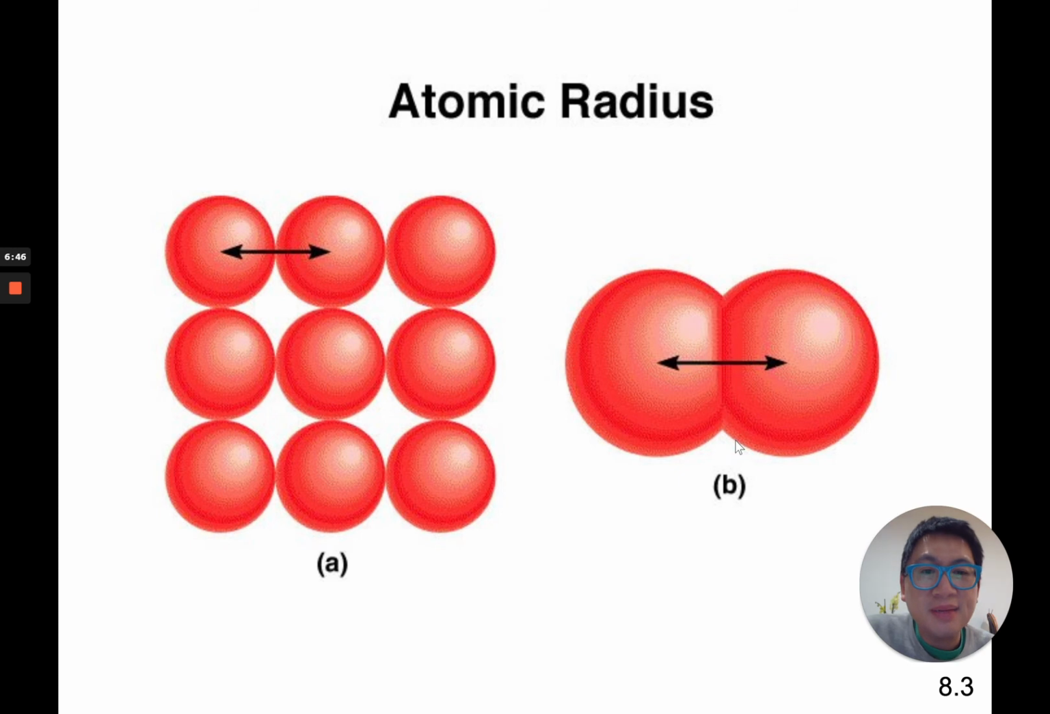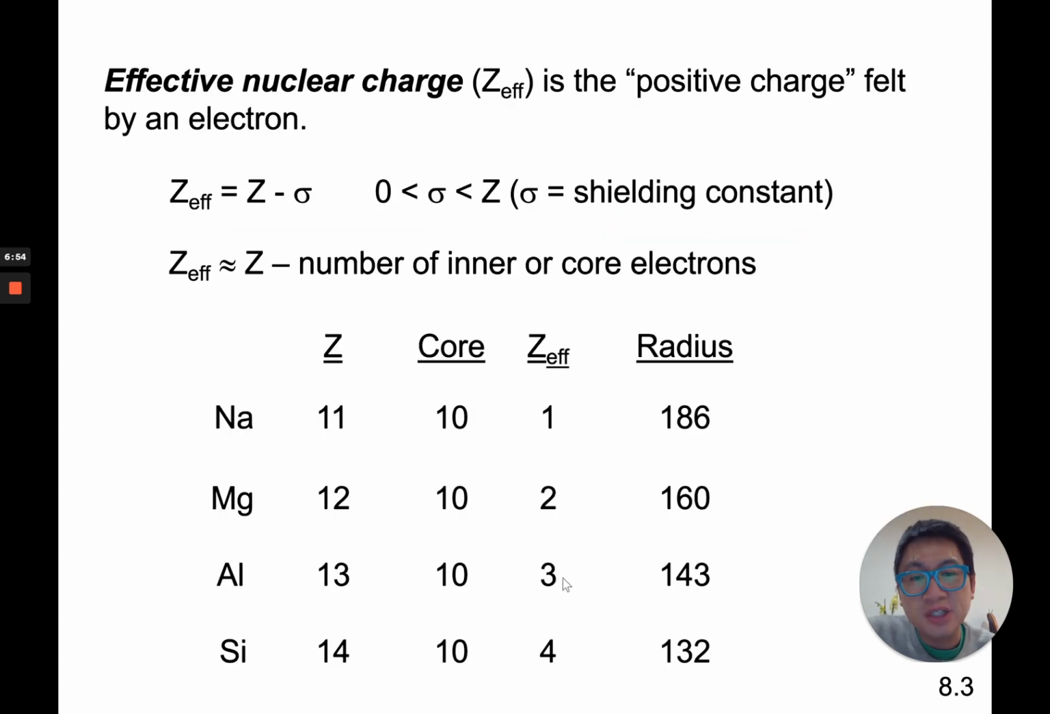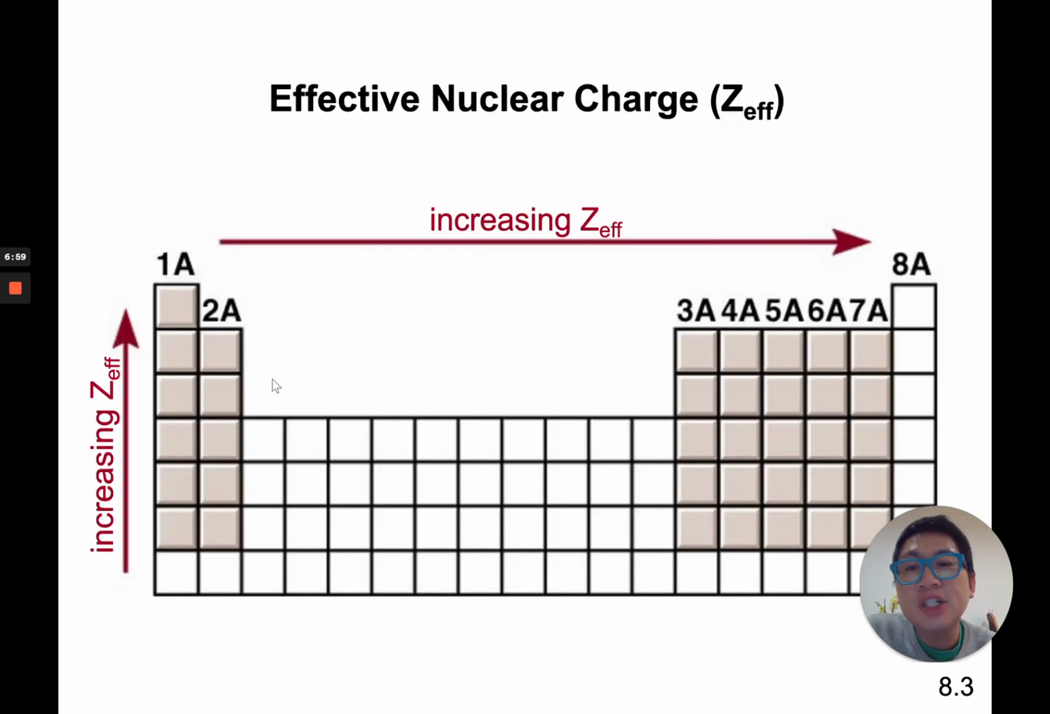Well, we just said effective nuclear charge increases up and to the right. And as effective nuclear charge increases, the radius decreases. So it should be the opposite of this. As effective nuclear charge increases up and to the right on the periodic table, the radius should decrease as we go up and to the right.